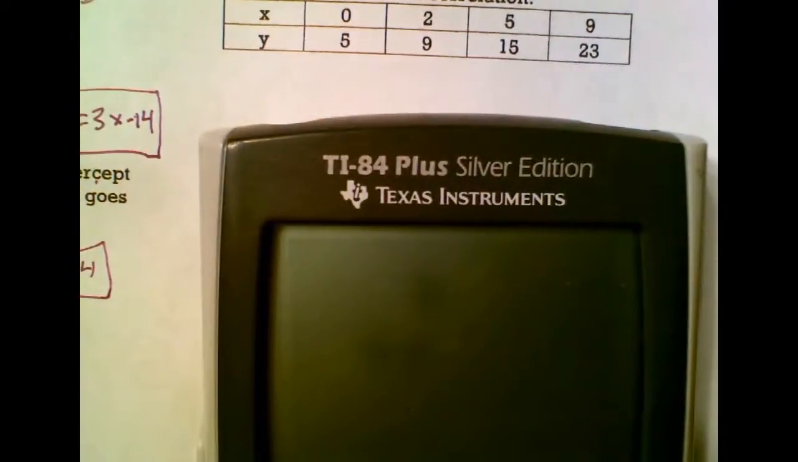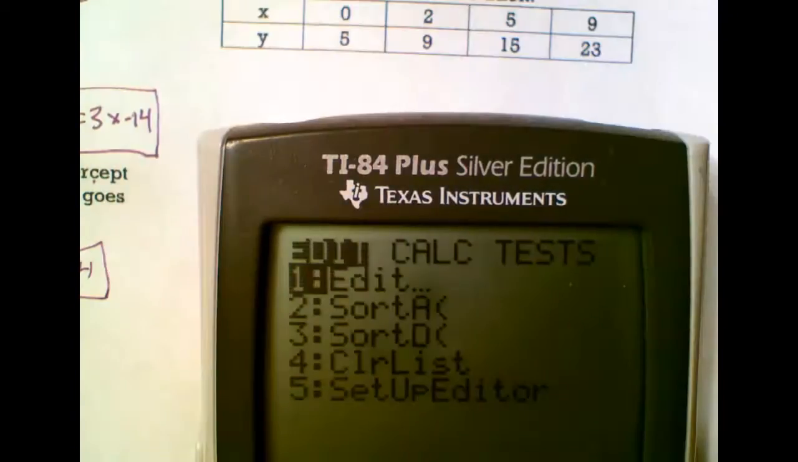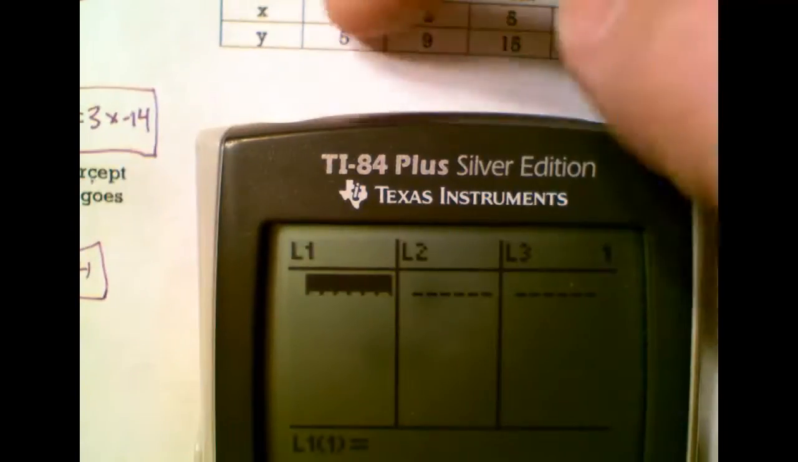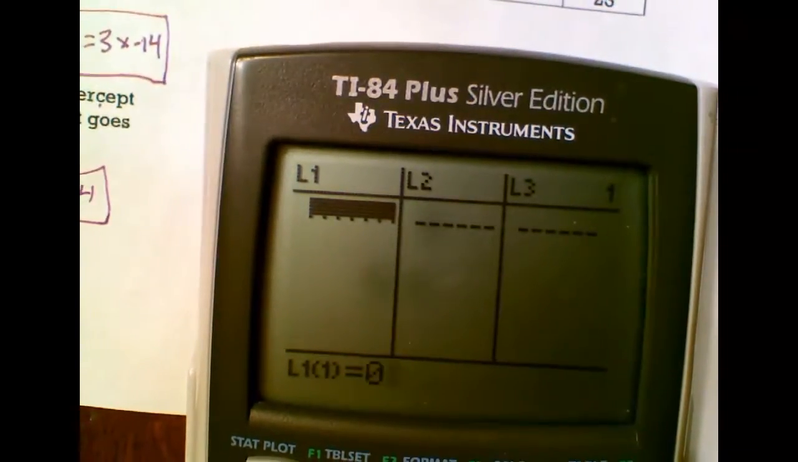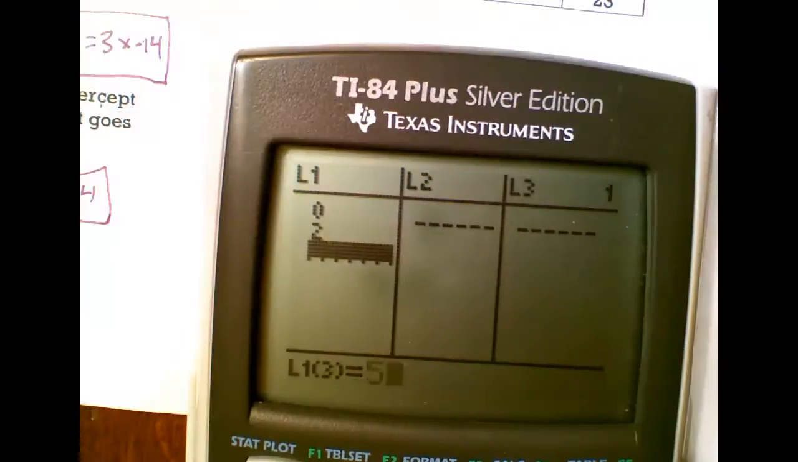To do that, first you push stat. And you're going to go to this edit and push enter on edit. What we need to do is put the 0, 2, 5, 9 in for our L1 and the 5, 9, 15, 23 in for our L2. So let's do that. We've got 0, enter, 2, enter, 5, 9.